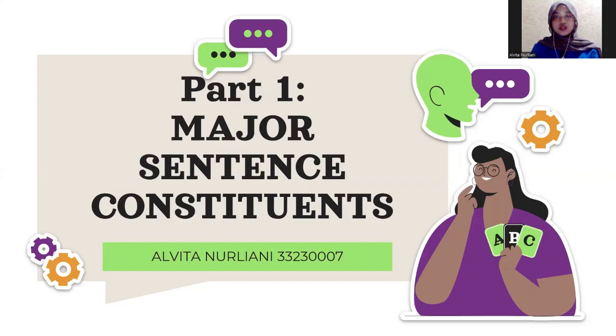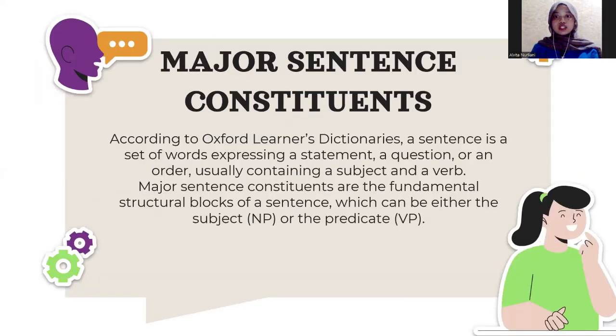This is part 1 of major sentence constituents. According to Oxford Learners Dictionaries, a sentence is a set of words expressing a statement as a declarative, a question as an interrogative, or an order as an imperative, usually containing a subject and a verb. Every sentence is made up of important parts known as the major sentence constituents, which are the basic building blocks of sentence structure. Major sentence constituents can be either the subject as a noun phrase or the predicate as the verb phrase.